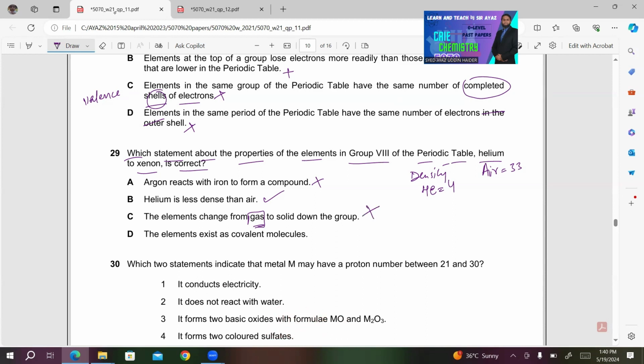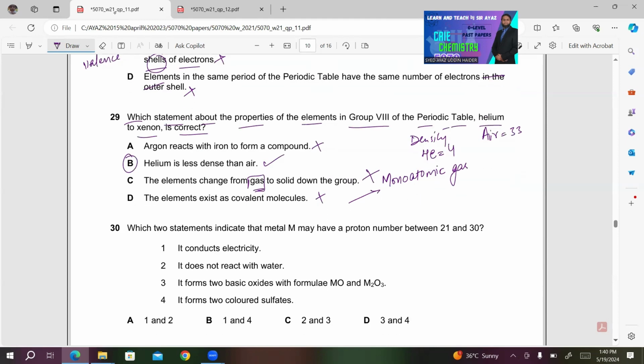They all are monoatomic gases. We don't have any solid in that group. D. The elements exist as covalent molecules is also wrong because they all are monoatomic. So B must be the right answer for 29.